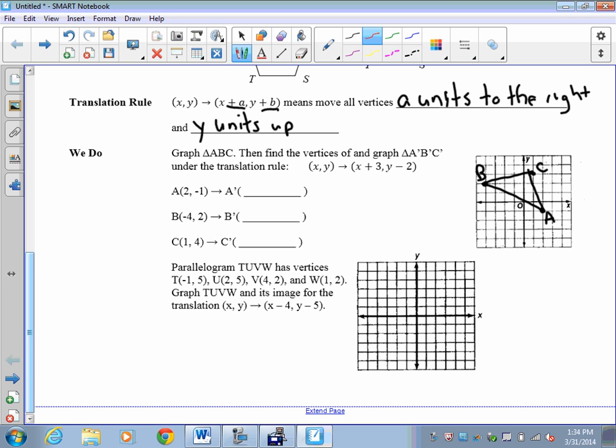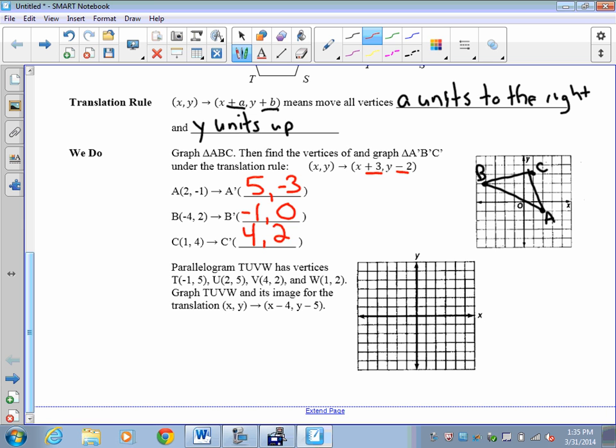Now we're going to shift it. We're going to move all our x coordinates up 3 and our y coordinates down 2. So 2 plus 3 is 5, and I'm going to subtract 2 to get negative 3 for A prime. Same thing, I add 3 to the x coordinate, I get negative 1. Subtract 2 to get 0. And finally, 4, 2. Just following the same rule.